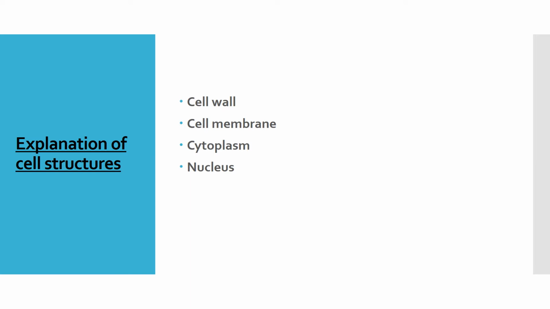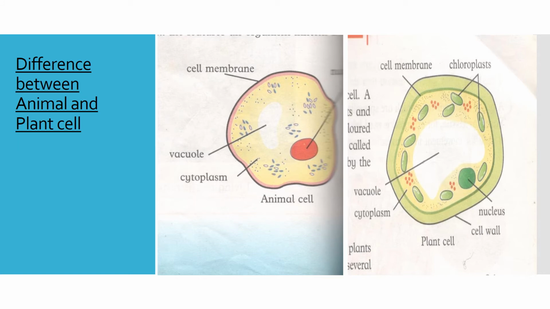The cell membrane is the outer skin of the animal cell, in which the cytoplasm and nucleus are present. The next is cytoplasm. It is a jelly-like fluid in which all the organelles are present. While the nucleus is the basic unit of the cell. You will observe that in the plant cell a small nucleus is present, while in the animal cell a large nucleus is present. Here is the difference between animal and plant cells.